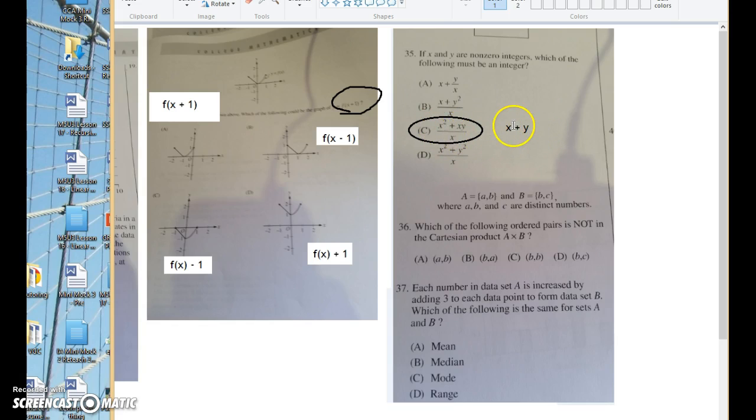X squared divided by x gives you x. Xy divided by x gives you y. So that's the answer. If it must be an integer, then it can't be a fraction. That's what it's saying.